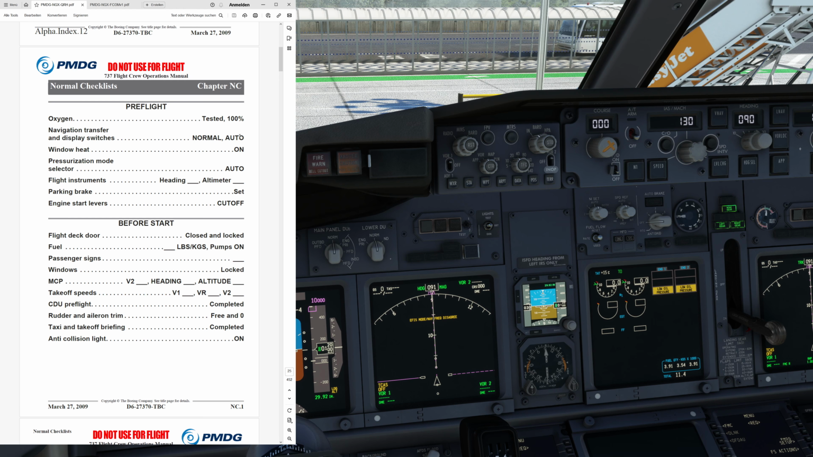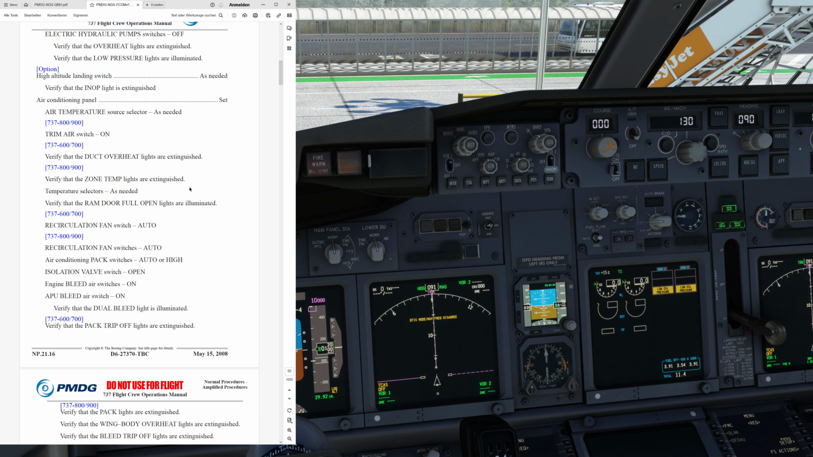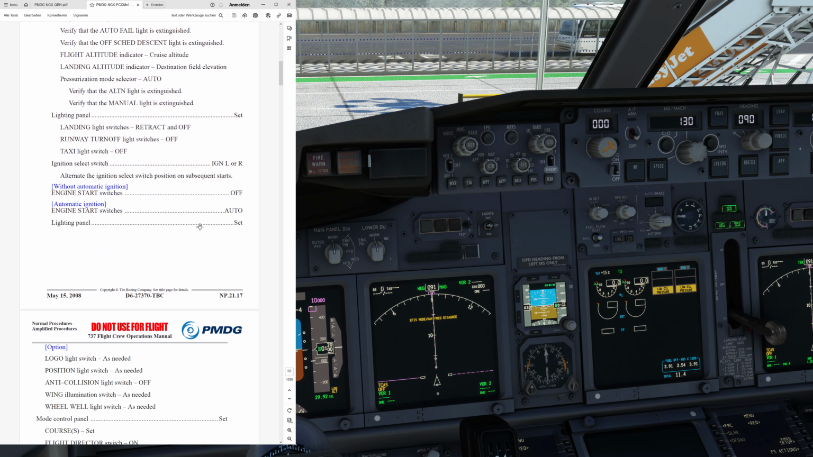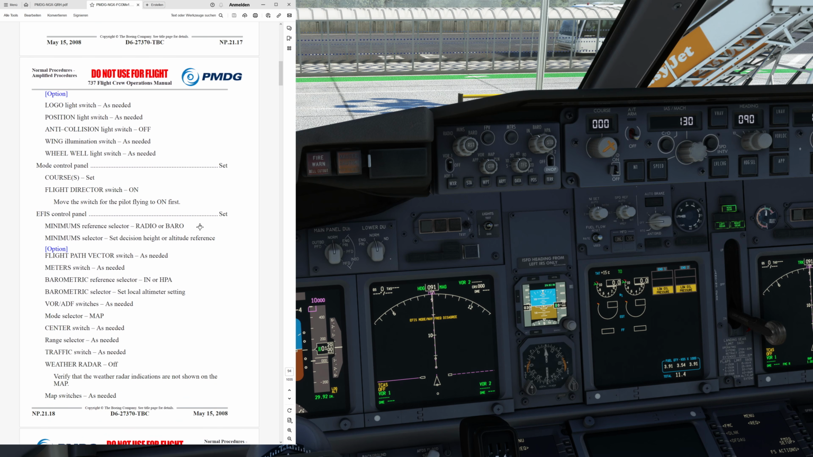Engine start levers, cutoff, again, same thing. So you can see this one only goes over the safety critical items versus the flow, which basically goes over everything over here, like checking the trim air switches on. Yeah, that thing is forgotten. I don't know how often it happened to me, but not only a single time. And you know, the plane still operates totally normally. So that's the big difference between the checklist and the flow.